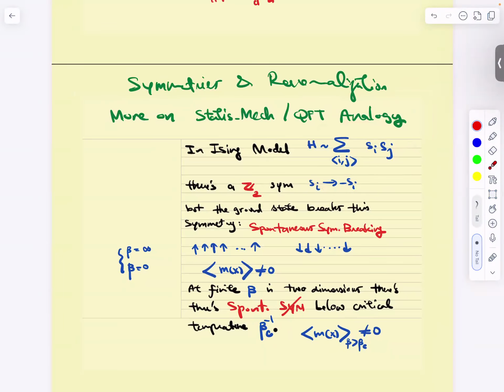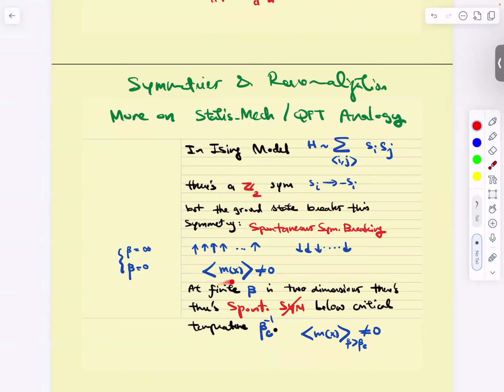So the simplest example of spontaneous symmetry breaking is an Ising model. Yeah, the Hamiltonian has a symmetry of s_i going to minus s_i, right? That's the Z2 symmetry. But the ground state of the Ising model has spontaneous symmetry breaking, right? All up is one state, all down is the other vacuum. Degenerate vacuum. Good.